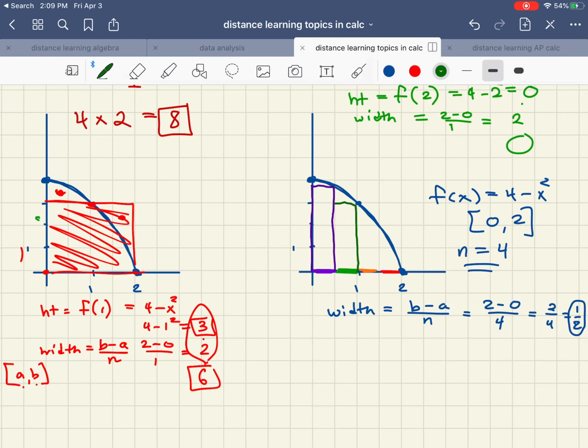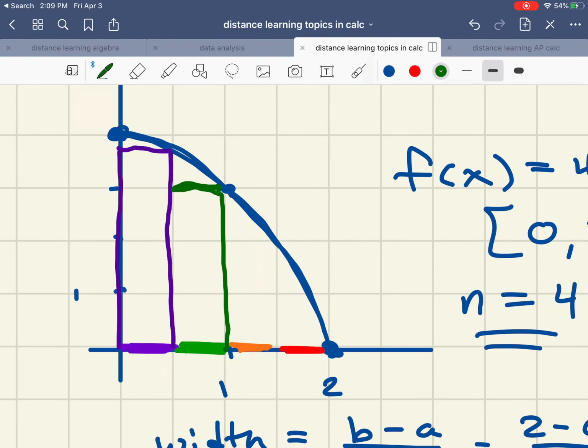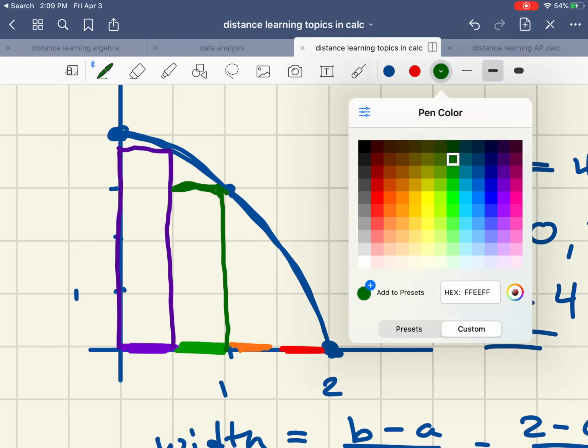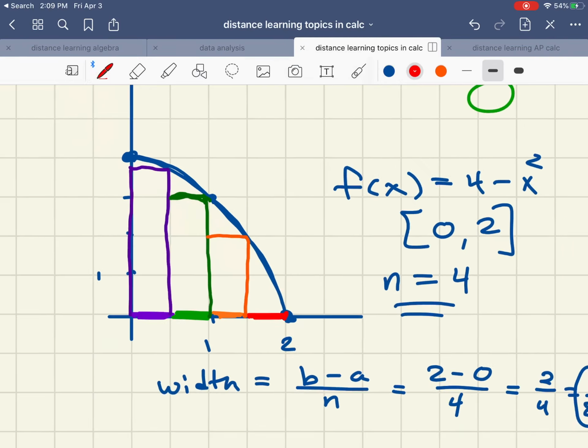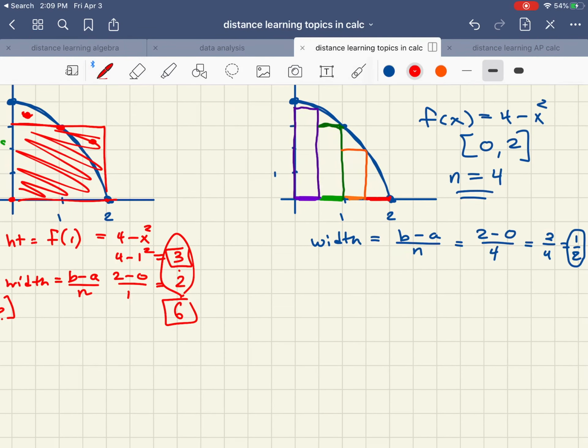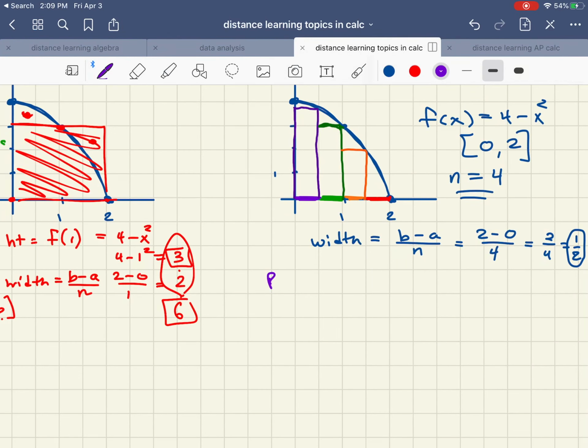My second rectangle, height is on the right. Oof. I'm going to zoom in a little bit, make it a little bit better for you. Okay. And then orange, height here. And then red, height there. Okay, so actually that red line is actually the rectangle for the last one. So let's take a look. Let's see what we're going to get.